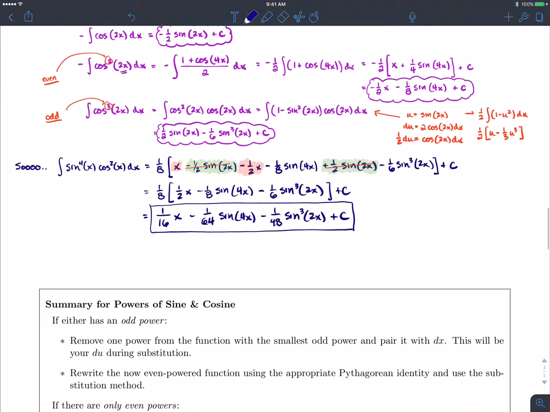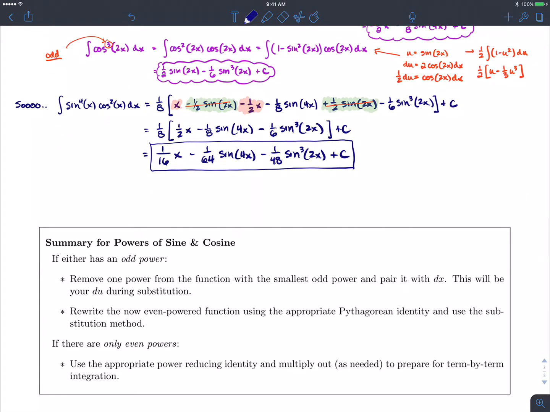And then the last thing that I would mention here is that we've talked about some tips, and I just summarized each of them here below in terms of odd powers and even powers, so you can reference them as you're working through the rest of the problems in this section.